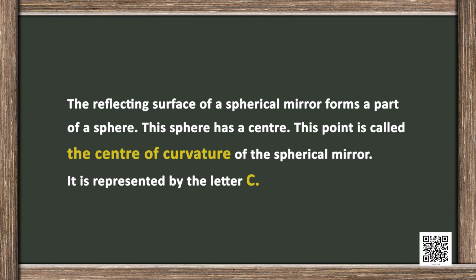The reflecting surface of a spherical mirror forms a part of a sphere. This sphere has a center. This point is called the center of curvature of the spherical mirror. It is represented by the letter C. Please note that the center of curvature is not a part of the mirror. It lies outside its reflecting surface.